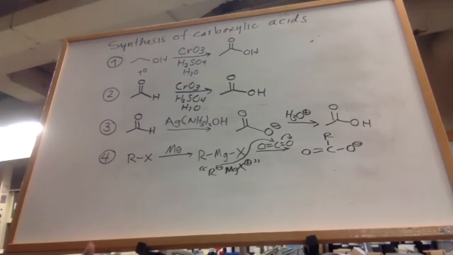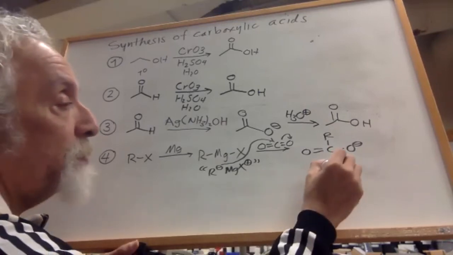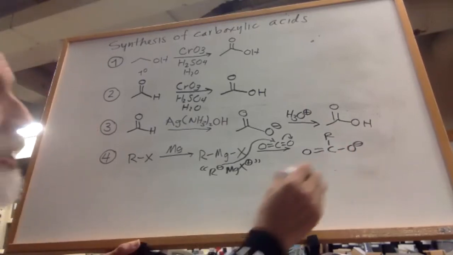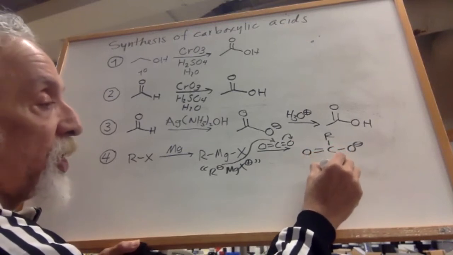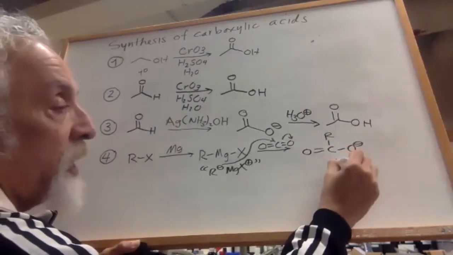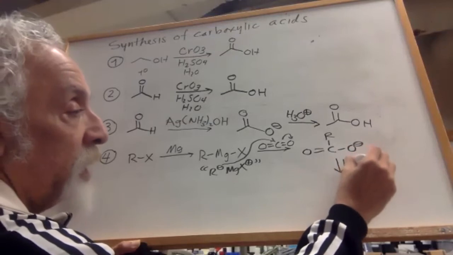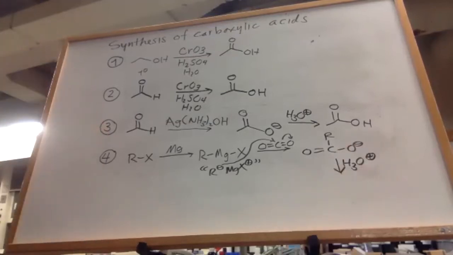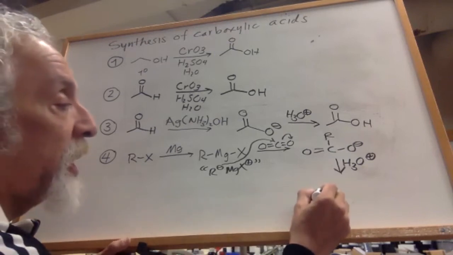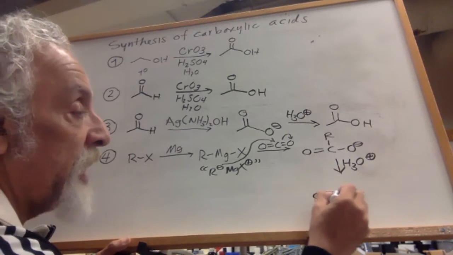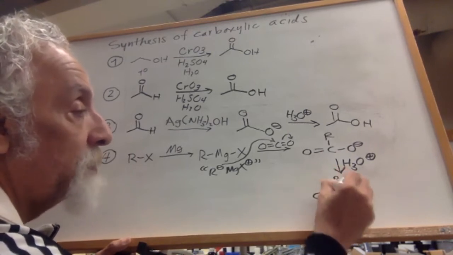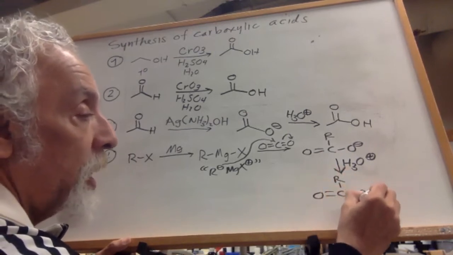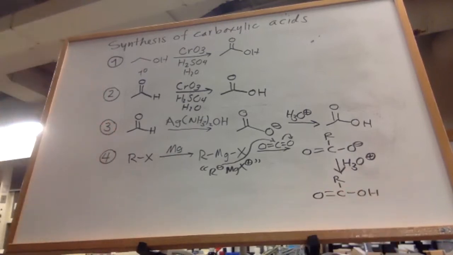And then there's a separate workup step in which we treat this carboxylate with aqueous acid. So this is nothing new. Whenever we run a Grignard reaction, we always have this acid workup. And so there is the carboxylic acid that we're looking for.